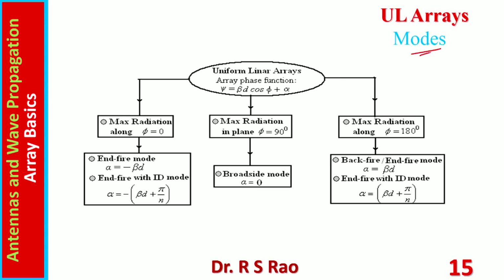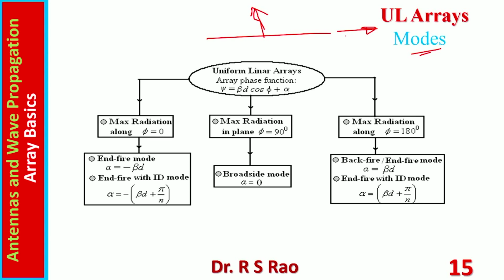Now modes. A few points regarding modes. There are two prominent modes; another mode is also there, so if you consider that, three modes. One is broadside mode. If the radiation is normal to the length of the array, the array is said to be working in broadside mode. If maximum radiation is along the length of the array, the array is said to be in end fire mode. In addition to these two modes, a third mode is there. It is called end fire with increased directivity.